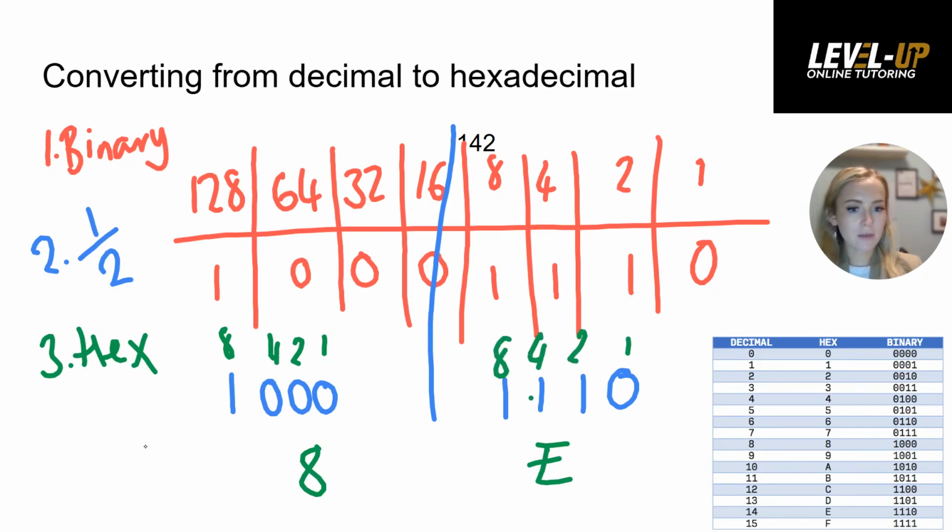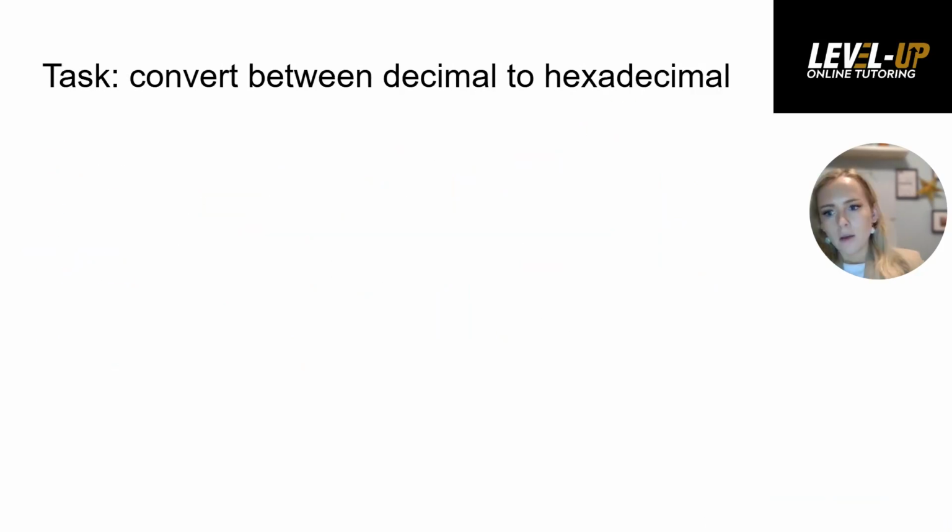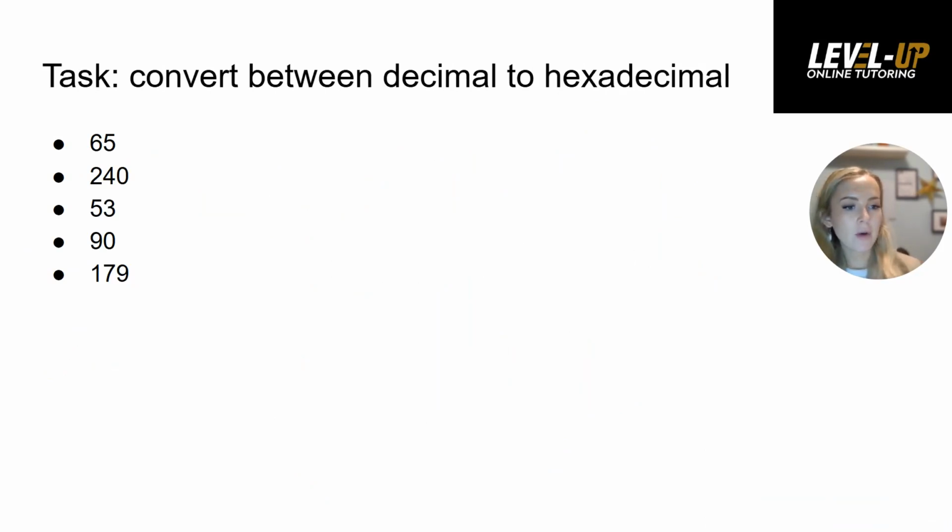There you go, I've just written the placeholders along the top. So 8 add 4 add 2 is 14. 8E is equivalent to 142 in decimal. Okay, so same thing again. Always rewind the video if you feel like that will help you. Give these a go. I'm going to run through the answers in a moment.